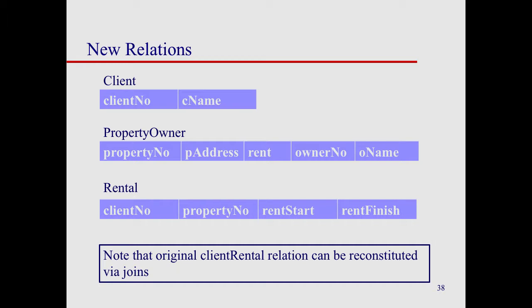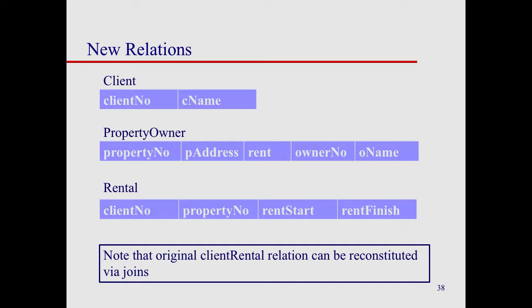Also, what's important in second normal form is that any attributes involved in a transitive dependency move. So owner name didn't directly depend on property number. It depended on owner number. But when owner number moved to a new relation, then owner name had to tag along. So it's important that you also move any attributes involved in a transitive dependency to the new relation.